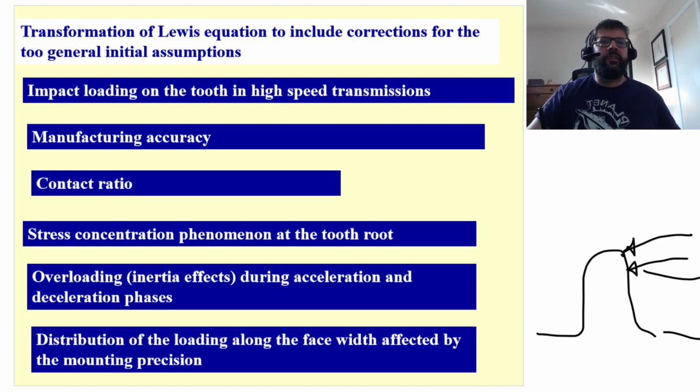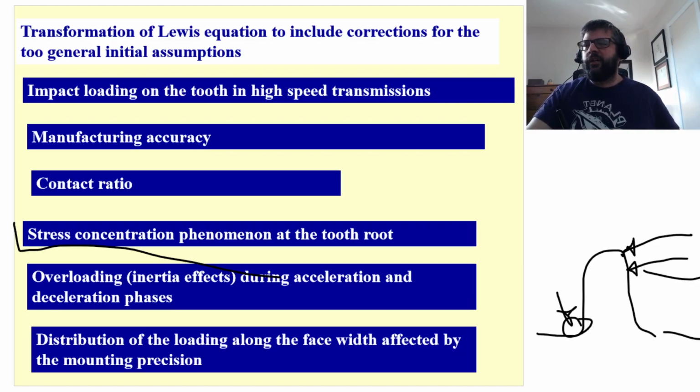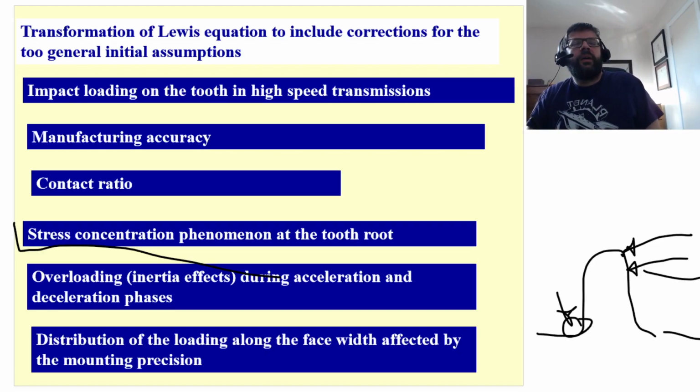Now, obviously, stress concentration comes into play. We've got the corner, we've got the fillets there. The stress is going to be higher there than we would have calculated based upon just the classic beam bending approach, because of the stress concentration effect.